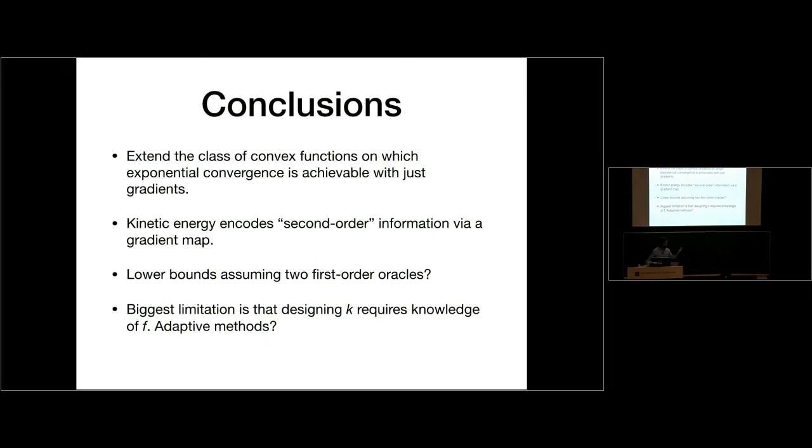This, I think, for me anyway, raises a lot of interesting questions. From a theoretical perspective, are there meaningful lower bounds in this context where you assume you have the gradients of two functions? And I've maybe hidden this a little bit, but the biggest limitation for these methods is that you require some knowledge about F in order to design K. So I think it would be quite interesting to see whether you could develop adaptive methods that don't require that.